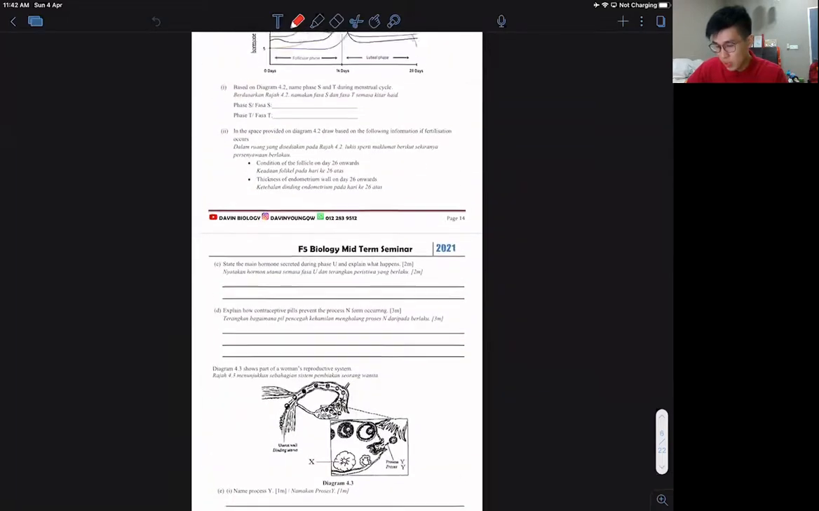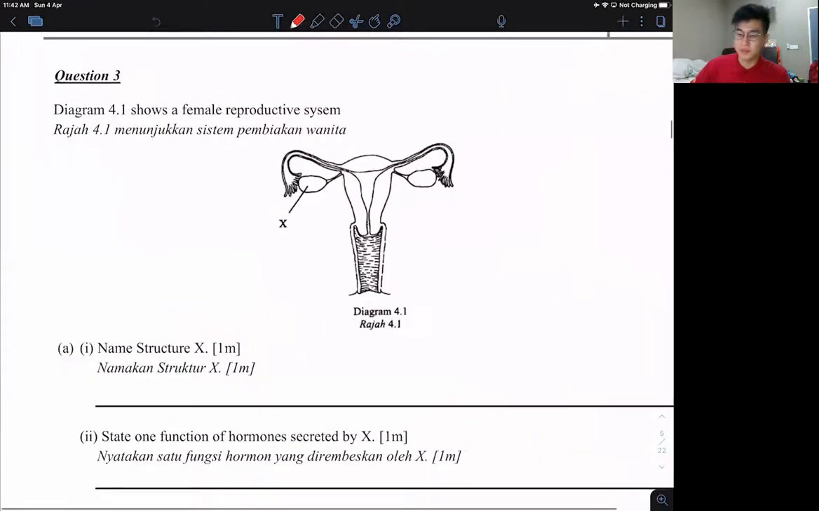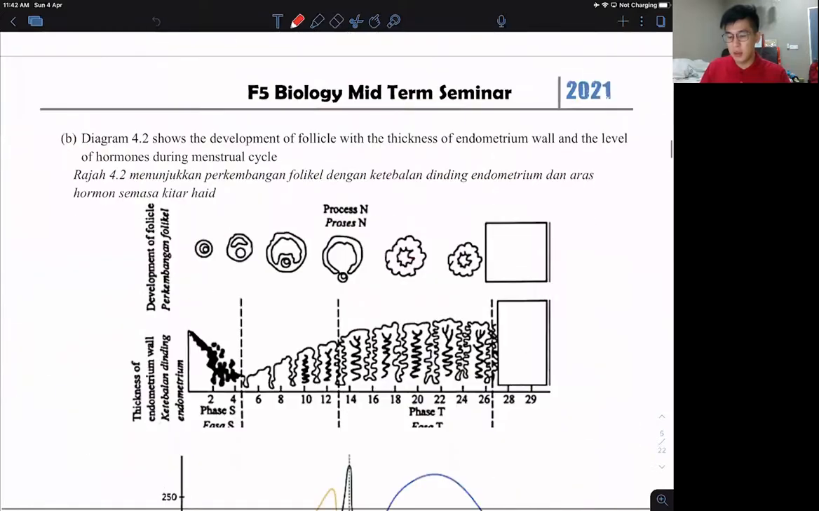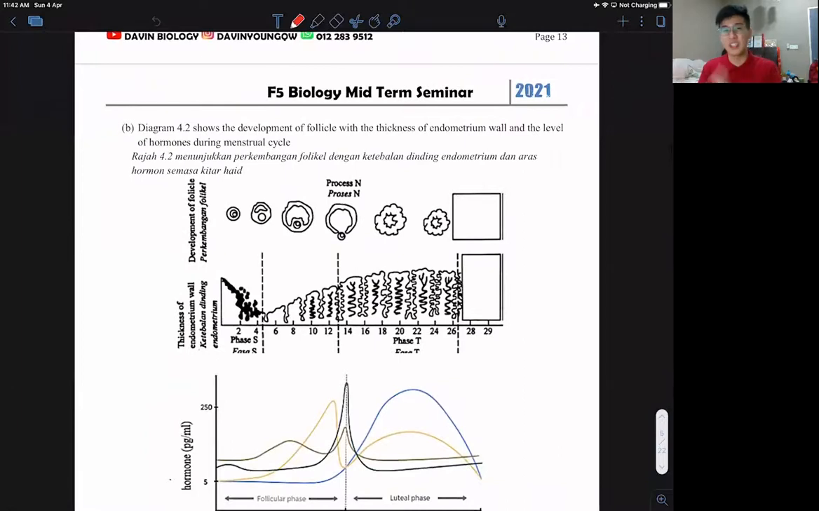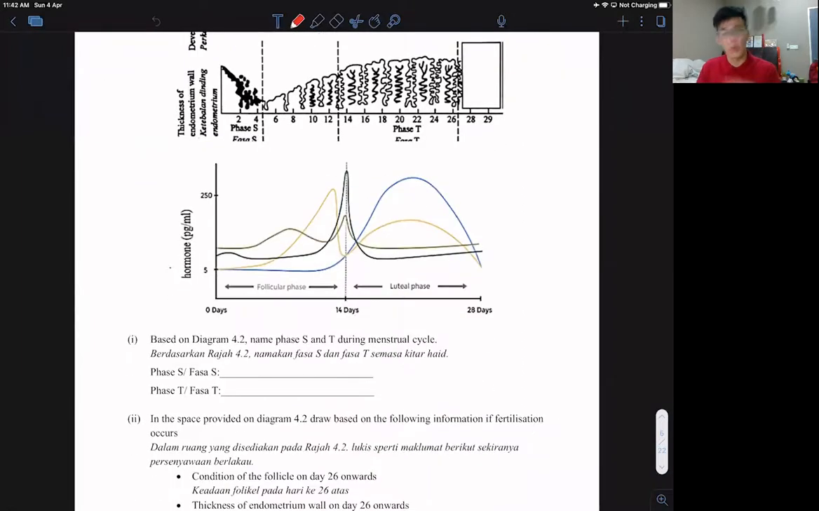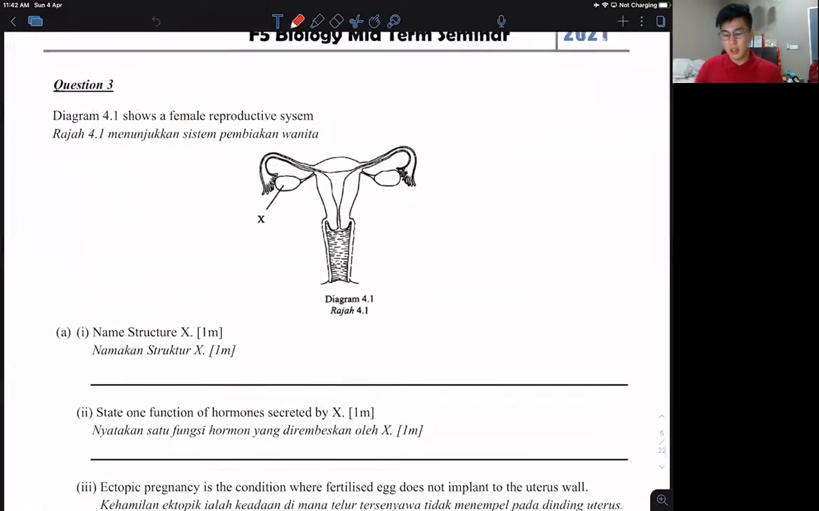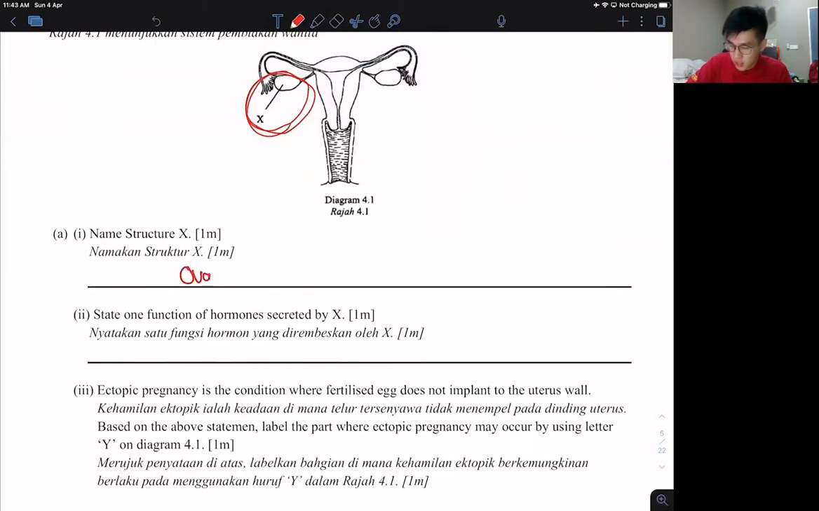Okay, so let's look at question 3. Fast one. Question 3, this part actually in my YouTube video also I go through, but the question in the YouTube video is slightly different than this one, but it's similar also. You also can go and look through it, quite the same. So first one, name structure X. So in the female reproductive system, what is this structure called? This one is very straightforward, right? This is your ovary.